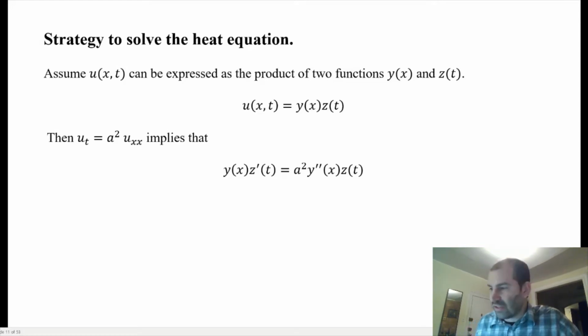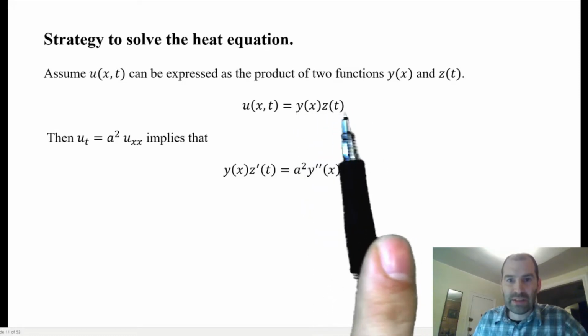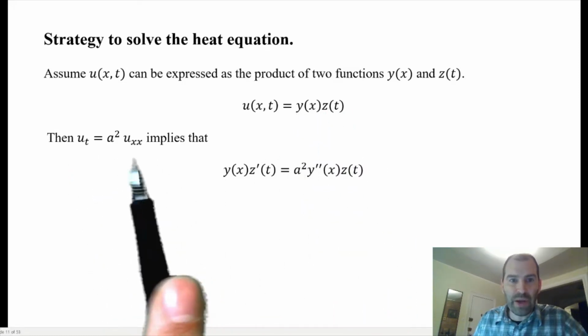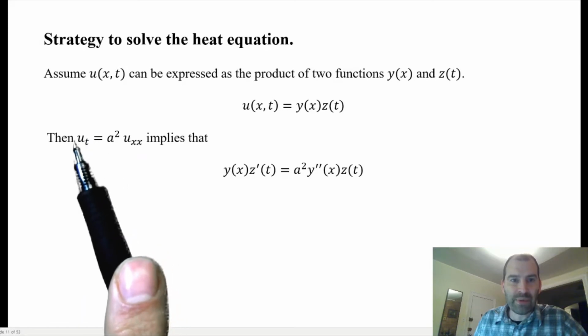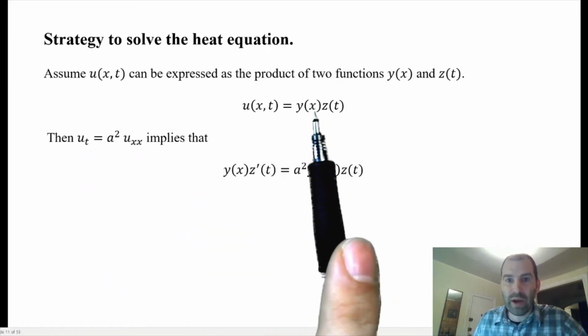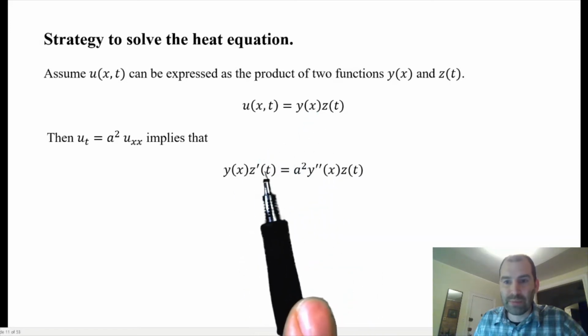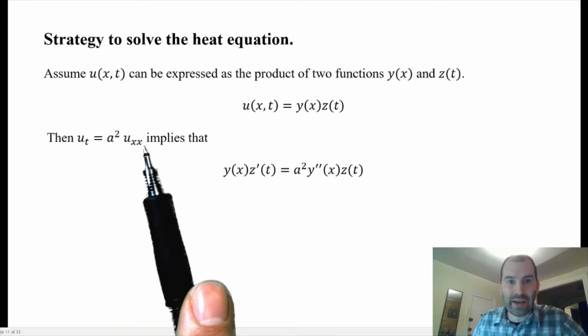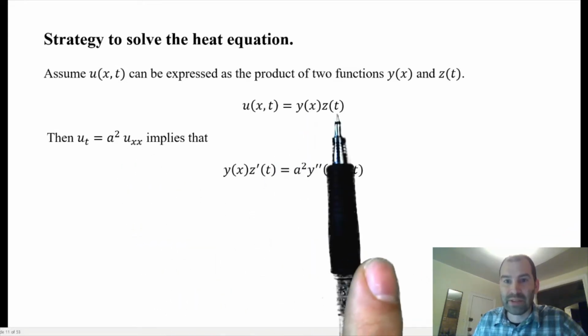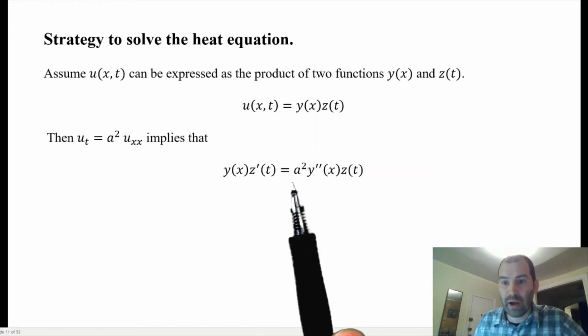Now, if we do, then if I just substitute these in place of u in this differential equation, well, on the left-hand side, I'm taking the derivative of u with respect to t. That's just going to be z prime. Y doesn't depend on t, so it doesn't get a prime. So I just get y z prime. And on the right-hand side, I'm differentiating with respect to x, so that's only going to affect y, because z doesn't depend on x. So I just get the 2 primes on y.